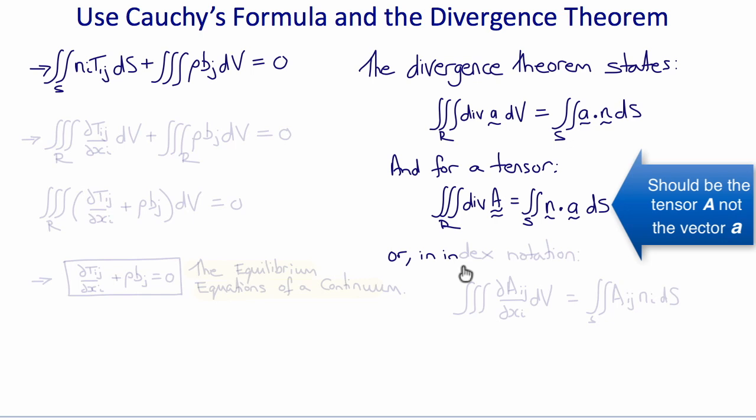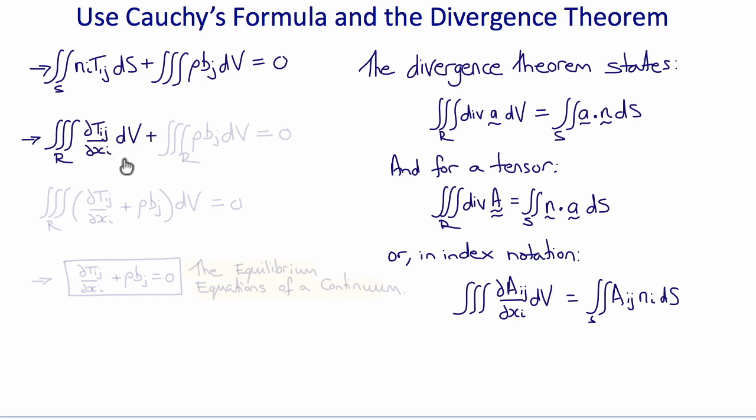Or, writing this expression in tensor index notation, we get that the volume integral of del Aij del xi, that's the divergence of A, with respect to V, is equal to the surface integral of Aij Ni with respect to S. So now applying this theorem to the expression that we've obtained, we would have that the surface integral of Ni Tij is the volume integral of del Tij del xi with respect to V, and then the other term remains unchanged, rho Bj dV.